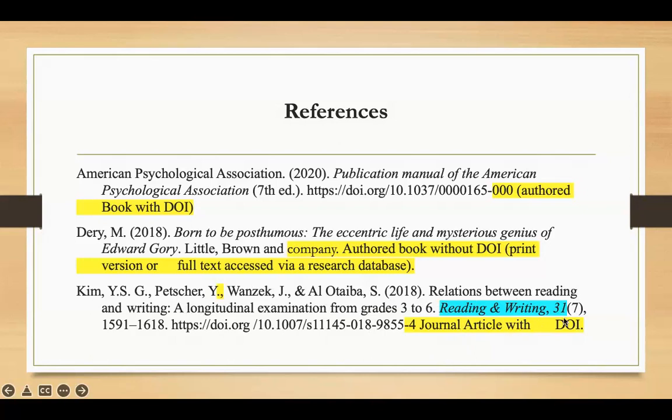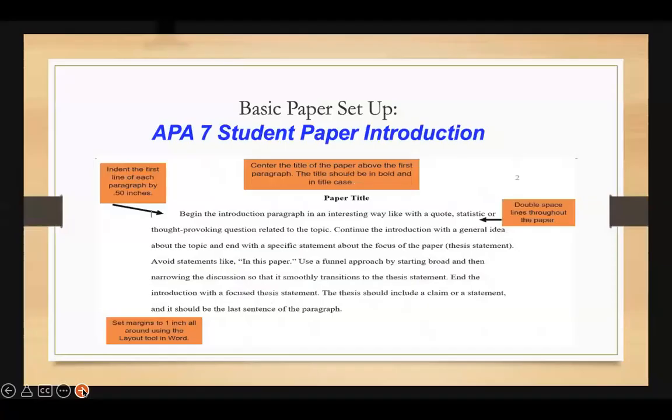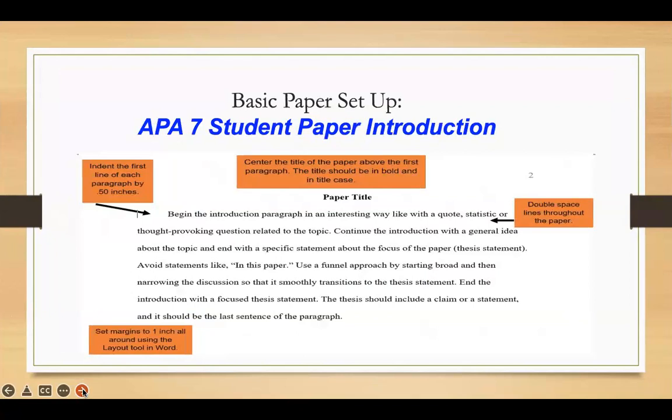All these will be in what? In the keywords will start with the capital, but we'll look at that later also. Okay, basic setup, APA student paper. So this is the basic setup. Now, the title starts here. Center the title.